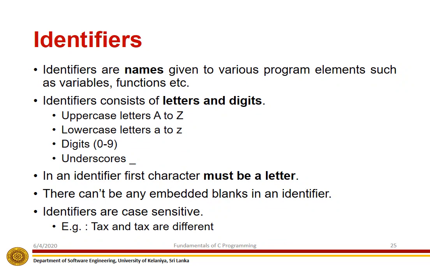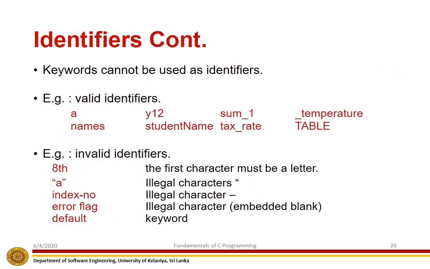In C, identifiers are case sensitive. It means capital T and simple t are different. If you remember, in algorithms those two are considered the same because that is case insensitive. And I have mentioned these things clearly in the naming conventions in the algorithms chapter. And you cannot use keywords as identifiers.